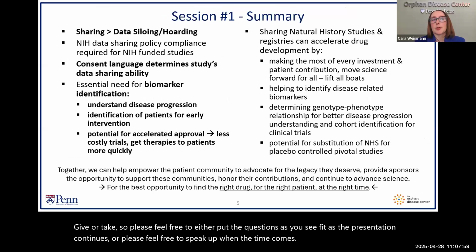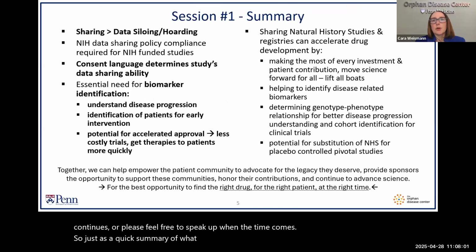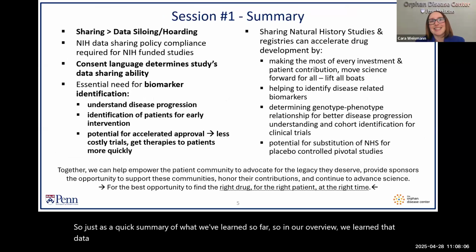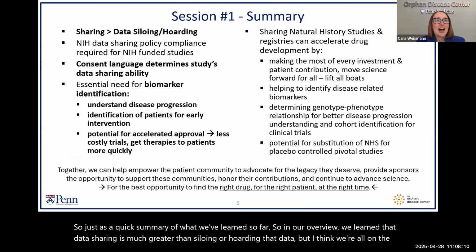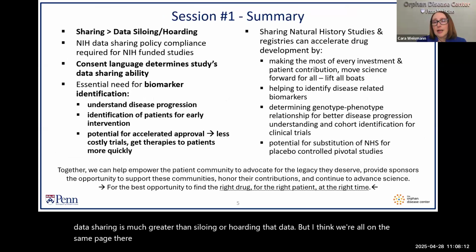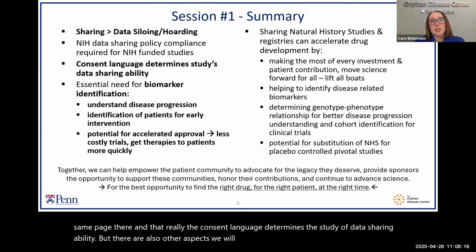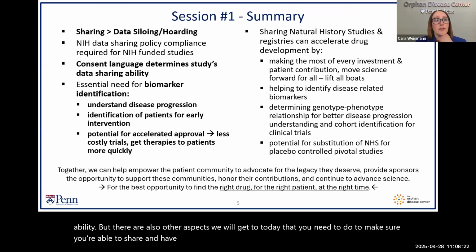So just as a quick summary of what we've learned so far. In our overview, we learned that data sharing is much greater than siloing or hoarding that data, but I think we're all on the same page there. And that really the consent language determines the study's data sharing ability. But there are also other aspects, which we will get to today, that you need to do to make sure you're able to share and have the institution be supportive of it.